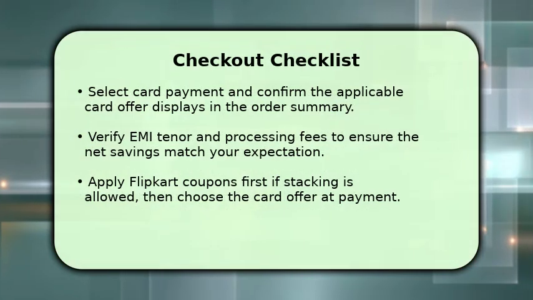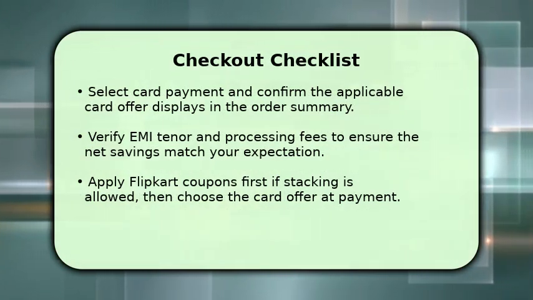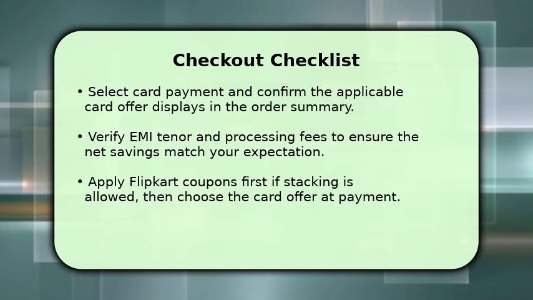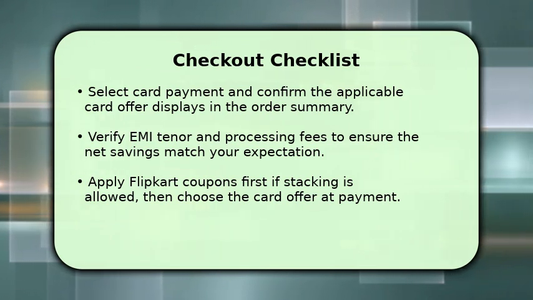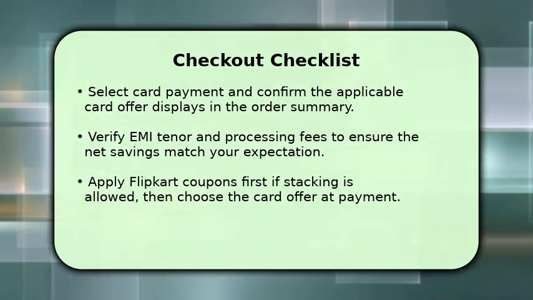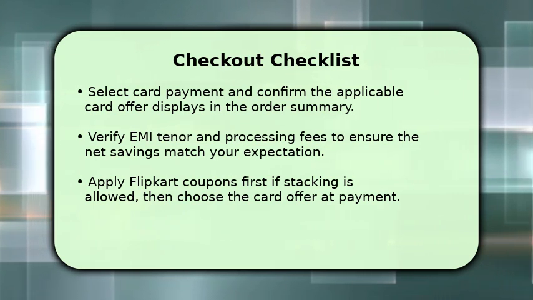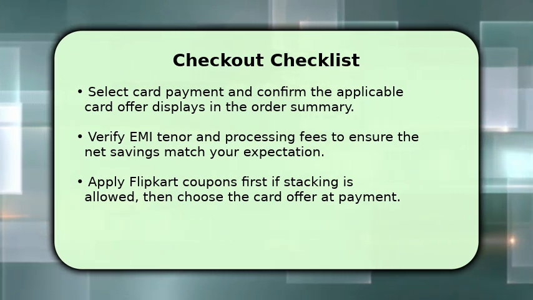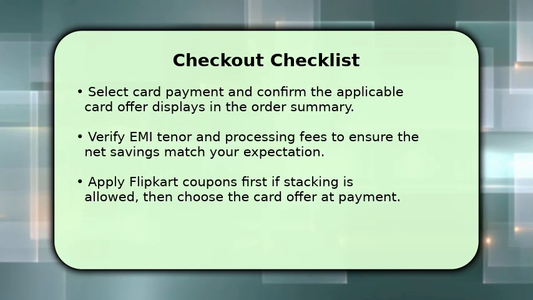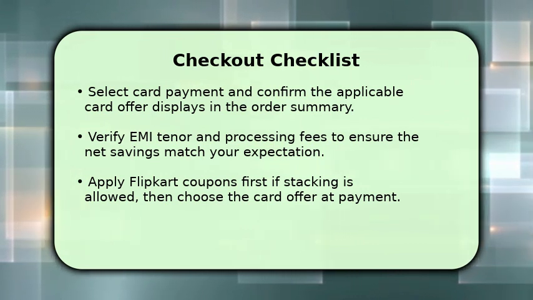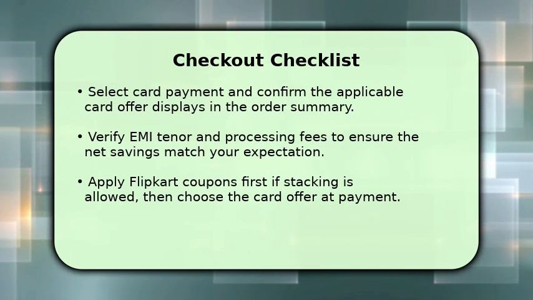At checkout, choose card payment and select the applicable card offer from the list. The discount should show under Order Summary. If EMI is selected, verify tenor and processing fee before confirming to protect savings. Apply any Flipkart coupons first, then the card offer if stacking is allowed. Review the final payable amount and save the order confirmation.